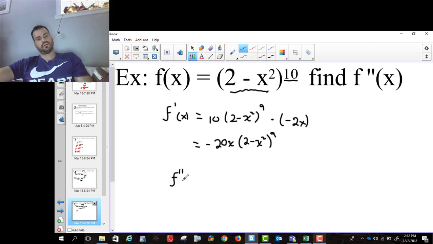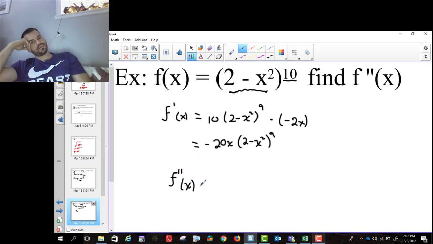Then my second derivative, now this becomes a product rule. So again, don't get too upset, but we're just going to go through. There's my first function, so minus 20x. Multiply by the derivative of the second.